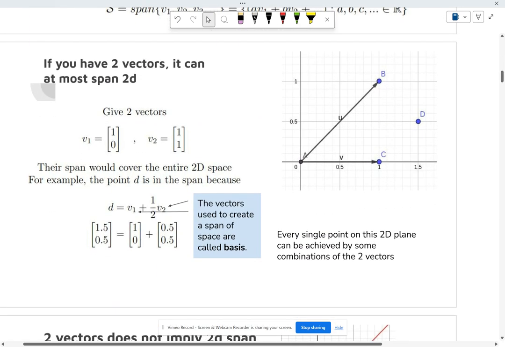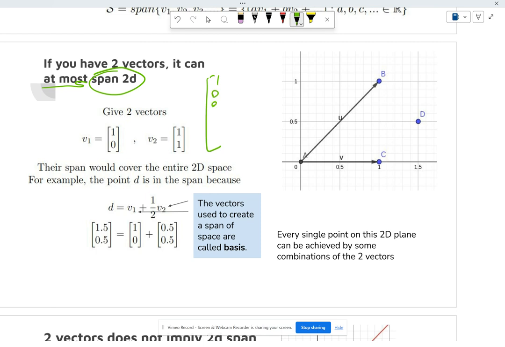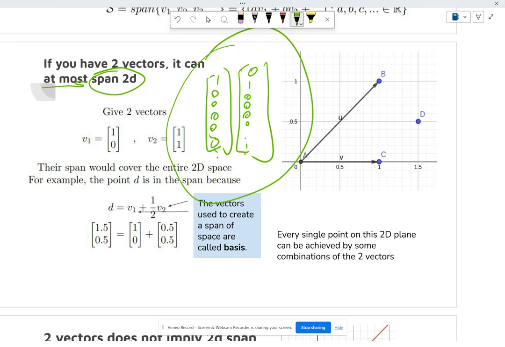Okay, now if you have two vectors, you can see how it's spanning 2D, but it doesn't always span 2D. But if you have two vectors, it at most spans 2D. Remember, I think during class I was saying how if you have a vector that's 10 dimensions, so on and so forth, and you have two vectors, the span of these two vectors is still 2D. Okay, it's not spanning more just because each vector has more dimensions.